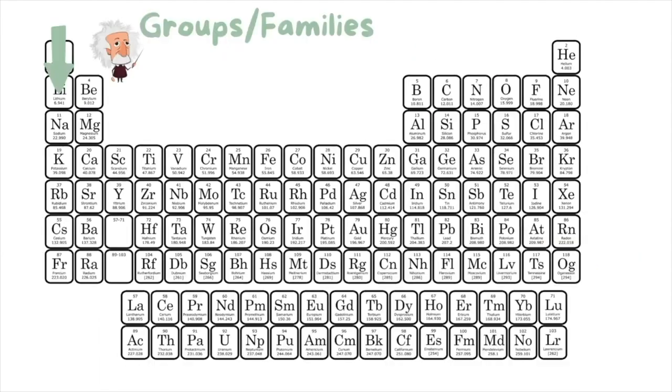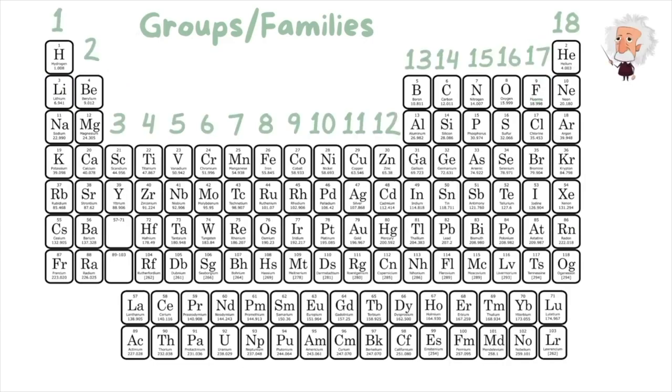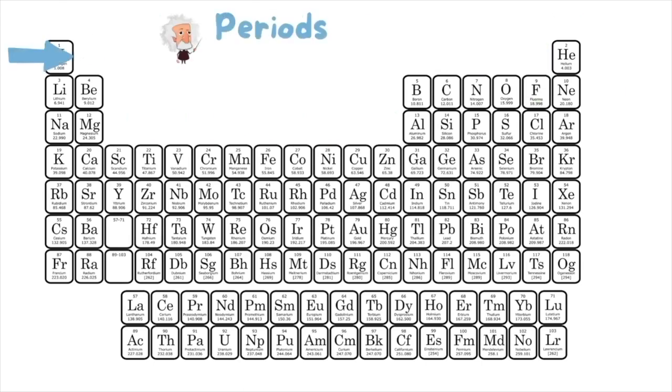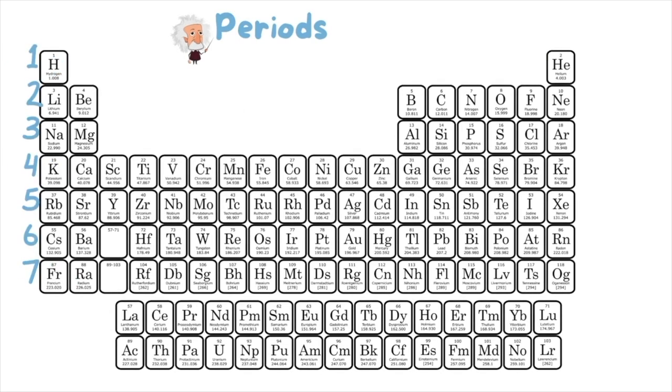Next, we have columns going down the periodic table. These are referred to as groups or families. There are 18 total groups. The elements in the same group share similar properties. So next we have the rows going horizontally, and these are referred to as periods. There are 7 periods total.